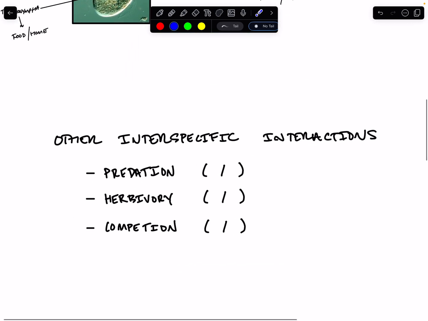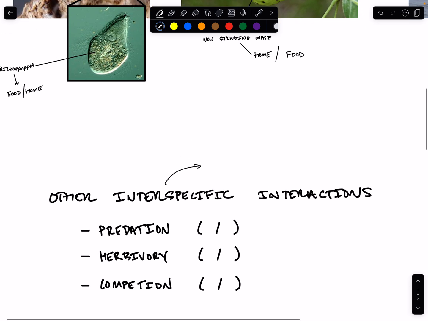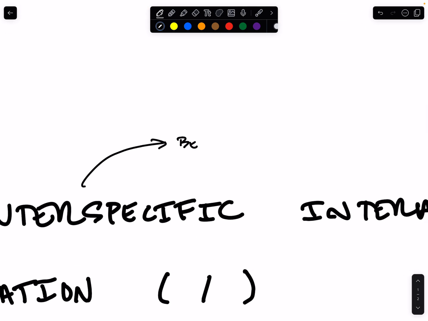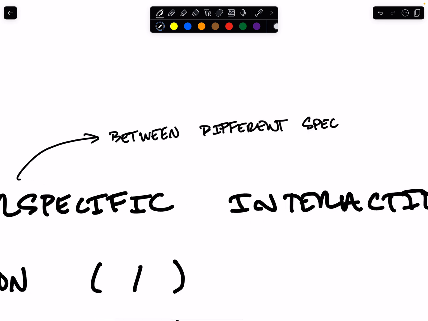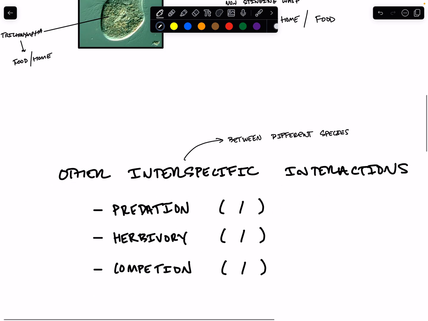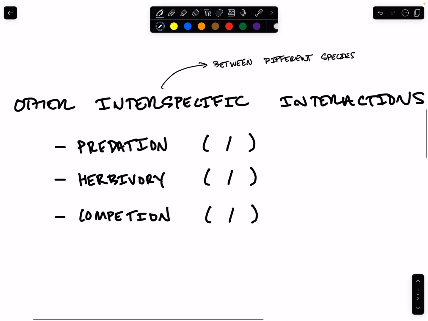Other interspecific interactions. Interspecific means between different species. We have predation, which is a positive for one, a negative for the other that's being preyed on. Herbivory, this is like when an animal eats a plant. It's good for the animal, it's bad for the plant.